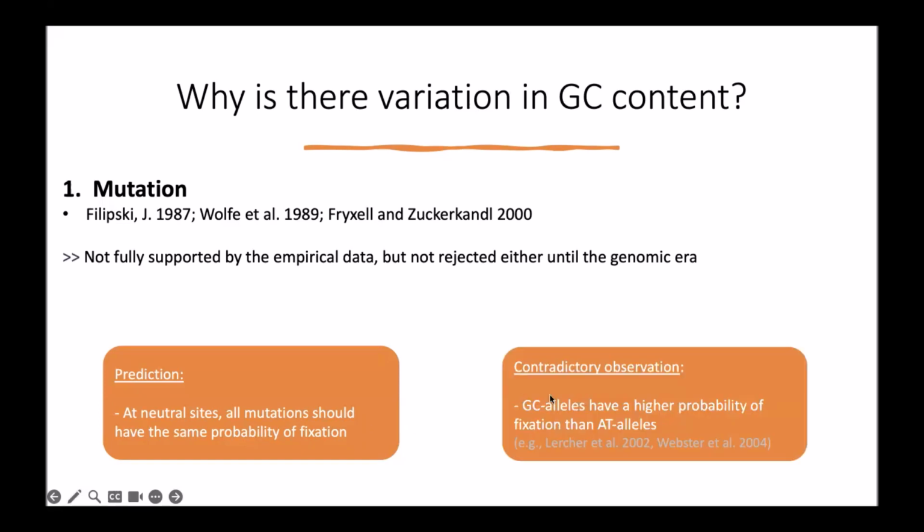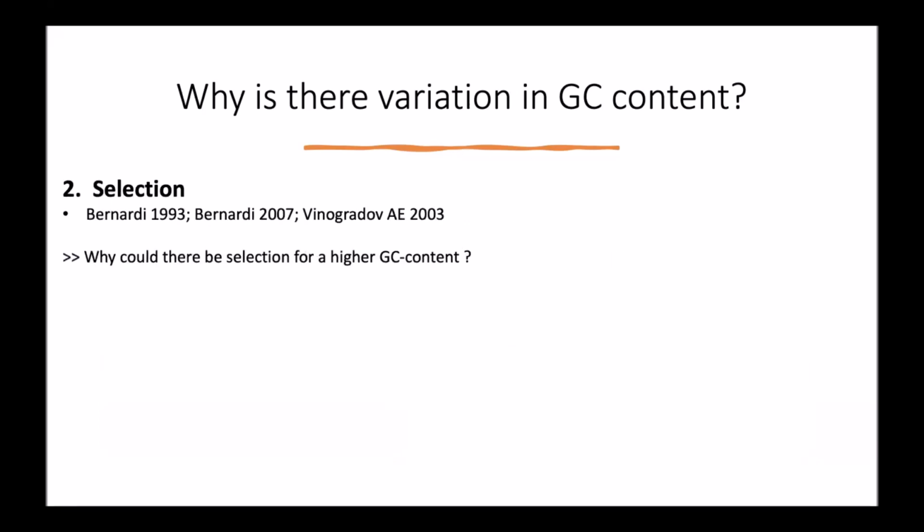However, there was an observation that contradicts this. GC alleles had a higher probability of fixation than the AT alleles. Then some people, including the discoverer of the original isochores, suggested that such variation can be caused by selection. But the problem with this model is that there is no satisfactory explanation for a higher GC content. Since this process is affecting the whole genome, the selection is not acting on the information, but on the GC content.